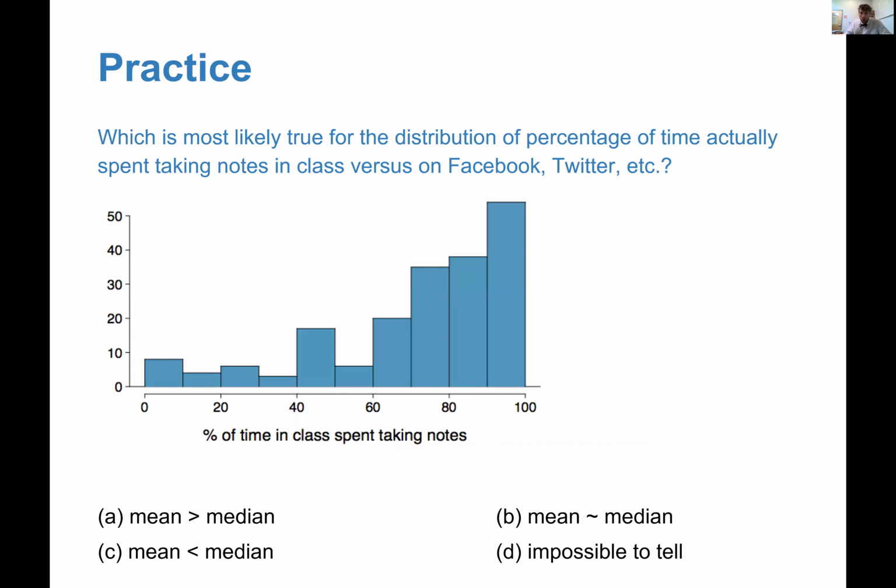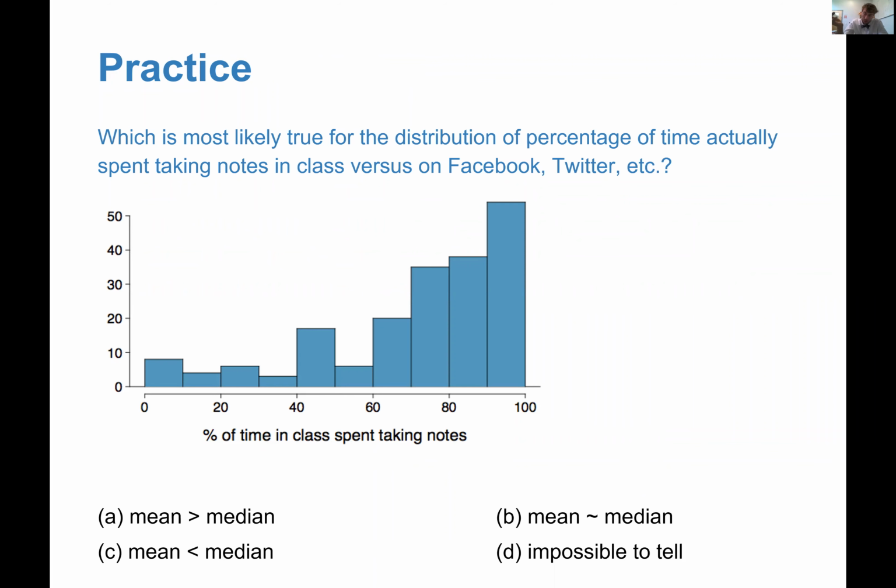Okay, so which is most likely to be true for the distribution of percentage of time actually spent taking notes in class versus Facebook or Twitter? So this is a fun study where there was a large lecture in a public university, and the professor asked the TAs, the teaching assistants, to sit in the back and count which students were spending time taking notes and which ones were goofing off, on social media or whatever. A lot of students were taking notes the whole time. Some students, not as much. So then we've got this distribution.